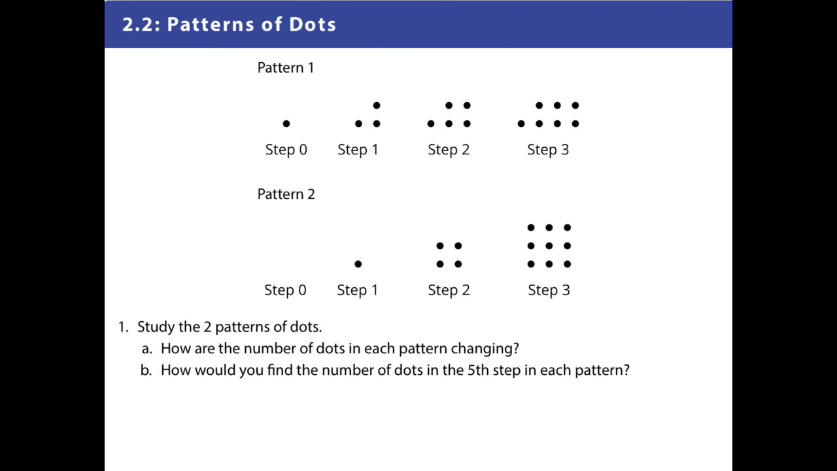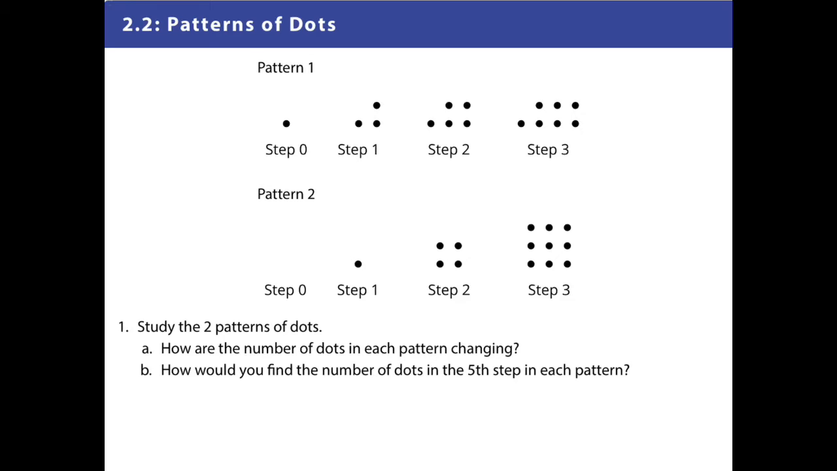Here we are looking at example 2, patterns of dots. And so number 1, study the 2 patterns of dots and think to yourself, how are the number of dots in each pattern changing? And how would you find the number of dots in the 5th step in each pattern?